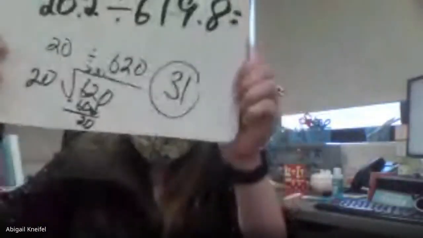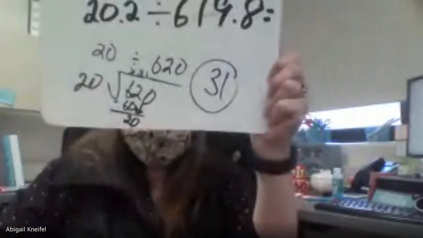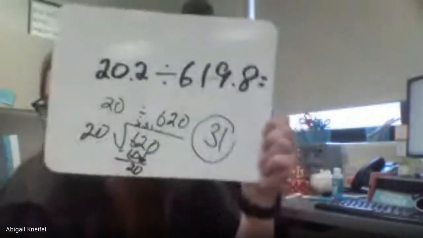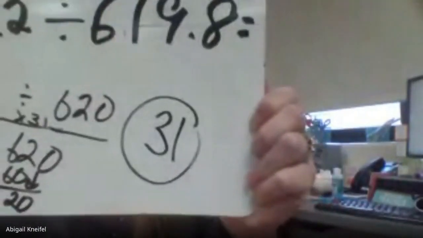Evan, are you working through this with us? Your estimation would be 31. I repeat, estimation equals 31.